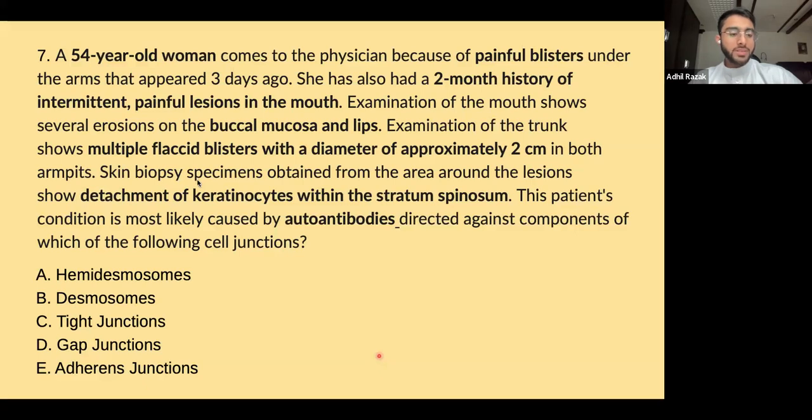Yep, it is pemphigus vulgaris. But which one of these? Where are the antibodies in this one? Yep, it is desmosomes, and the involved antibodies are IgG.